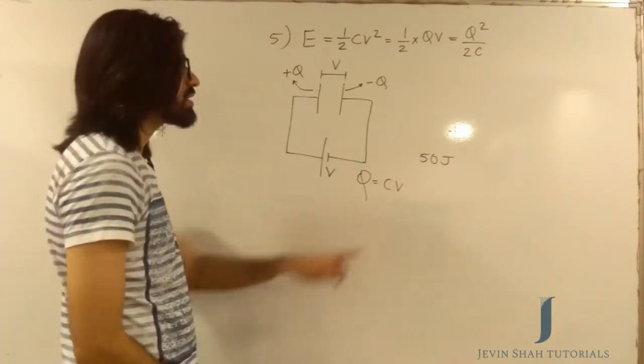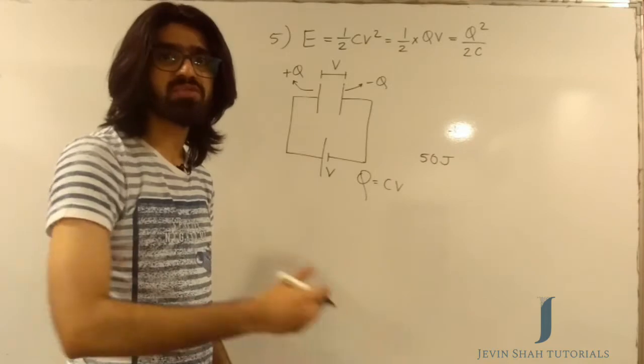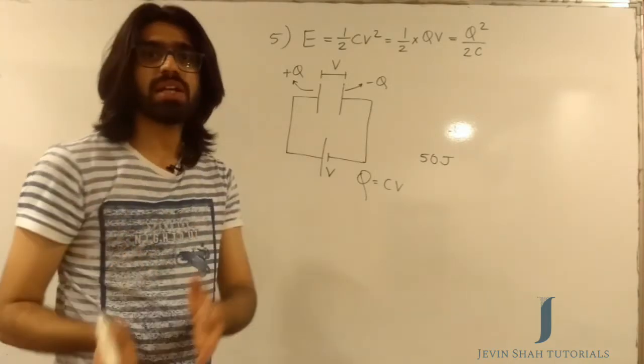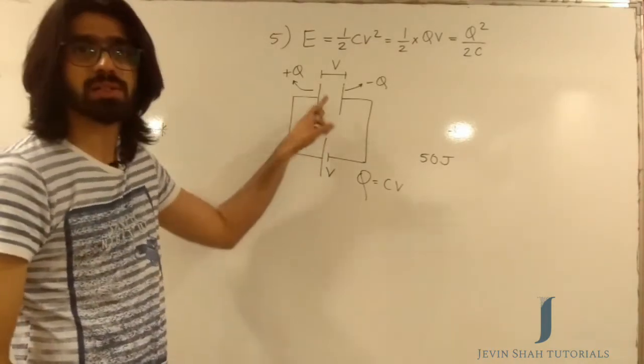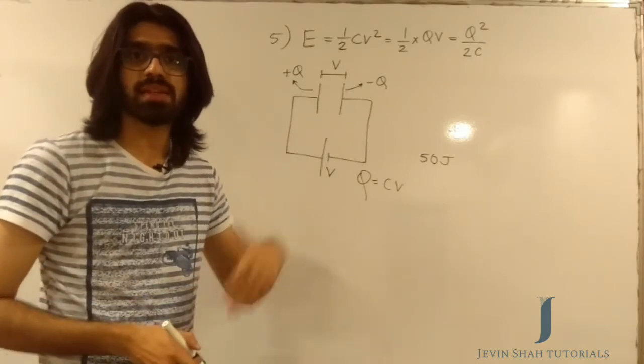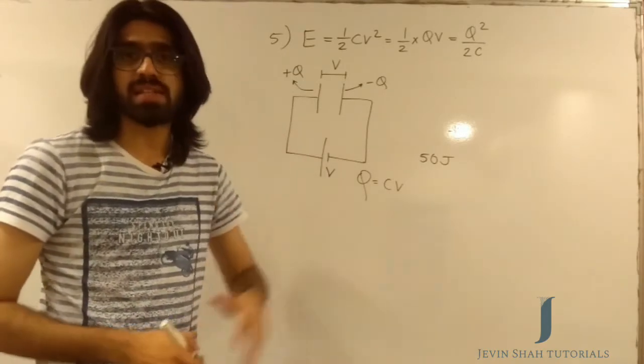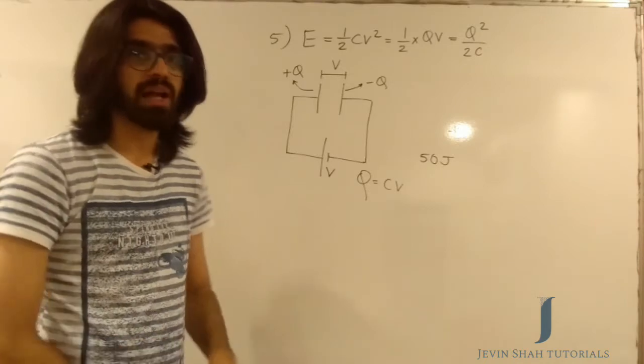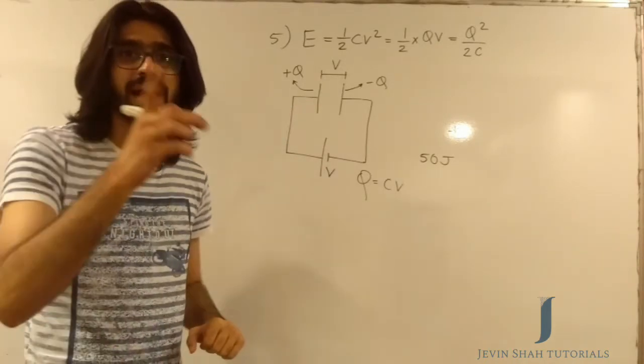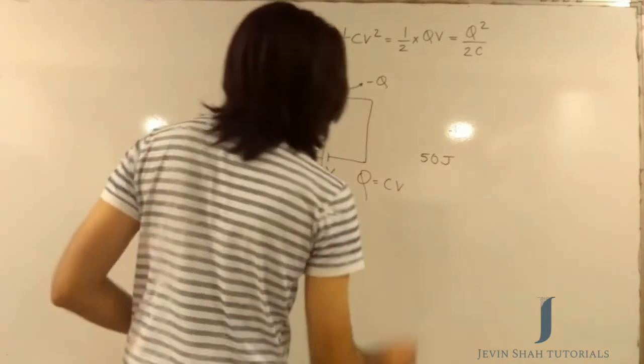So if the battery has done a work of 50 joules, 25 joules has been lost as heat and 25 joules is the energy stored in the capacitor. My point is, half the work that the battery does is wasted as heat energy and only the other remaining half is getting stored in the capacitor as the energy of the capacitor.